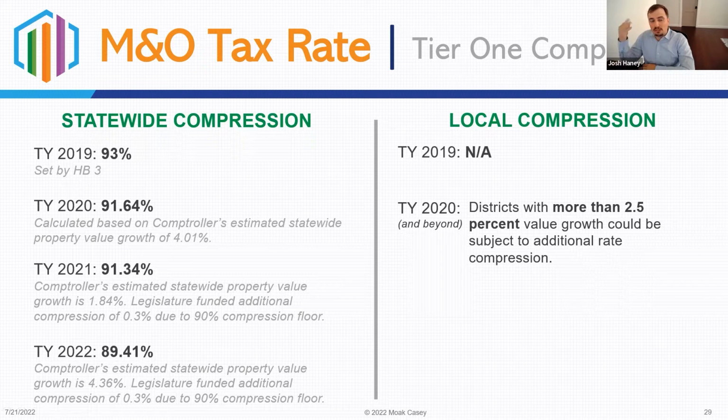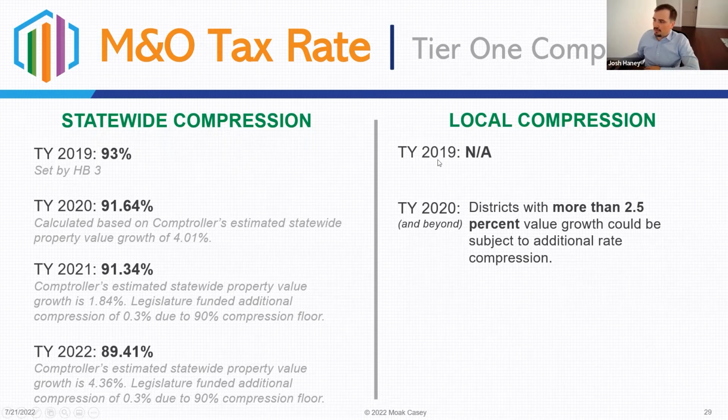Okay, so let's say your district has had flat property value growth all of these years. You've stayed at the same number or even declined. Your tier 1 rate is going to be forced down by the state. So even if you're not growing at all, you're still going to see some tax compression as this statewide compression number ticks downward. This is sort of the cap, the ceiling on your tier 1 rate, part of your M&O tax rate.